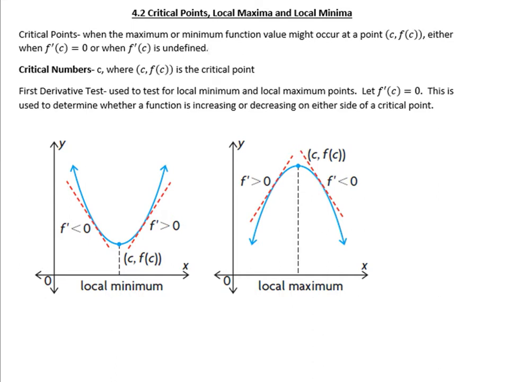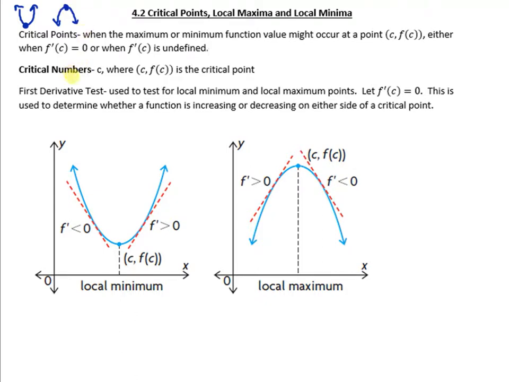Let's talk about critical points, local maximum, and local minima. If you remember back to grade 10 when we studied parabolas, critical points are either the maximum or minimum function value that might occur at a point c comma f at c. So on a parabola that opens up, it's going to be a minimum, and on a parabola that opens down, we're going to have a maximum, right?